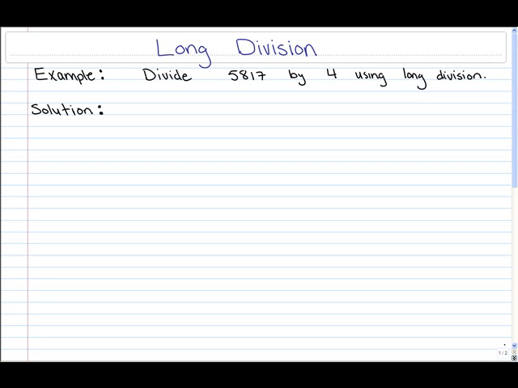In this video, we're going to be taking a look at long division. Long division is a standard procedure used for dividing numbers. Now here we have a single-digit divisor and a complex multi-digit dividend.